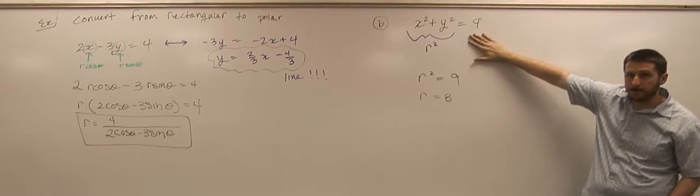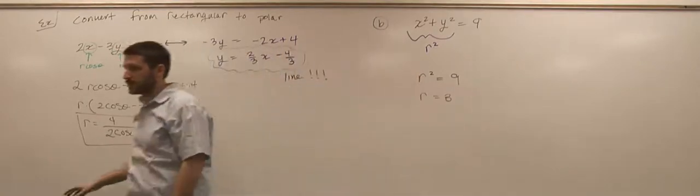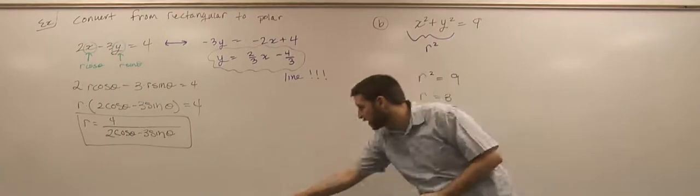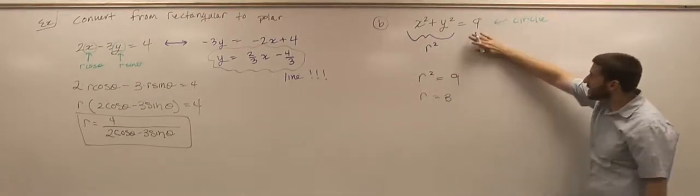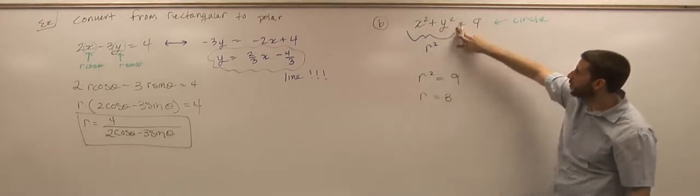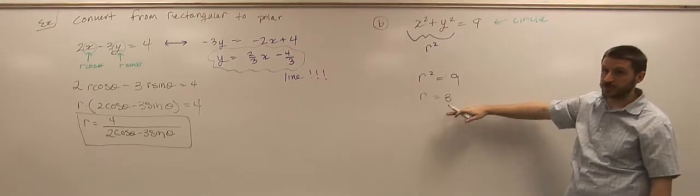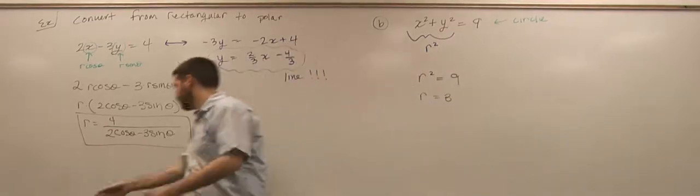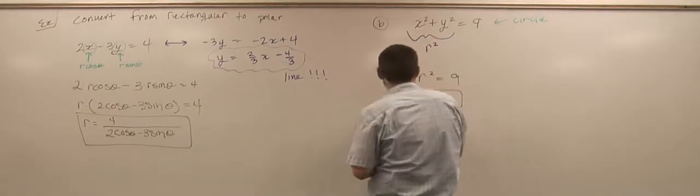Do you know what this is? Circle. Radius 3, center 0, 0. So this guy here is the standard form for a circle. In rectangular, it's kind of complicated. It's got an x squared and a y squared, right? But in polar, it's just r equals 3. It's very explicit. This is a circle of radius 3. Done. So lines become a little bit more complicated in polar. Circles become a lot more simple.